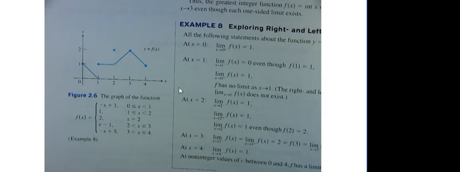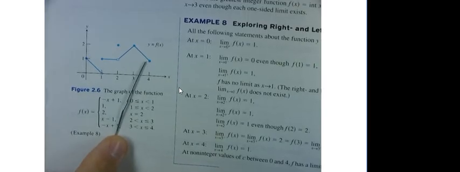Now for 4, as I approach from negative infinity, it equals 1, but what about from positive infinity? There isn't anything. But notice it doesn't say anything about a two-sided limit. Does that make sense? Okay.